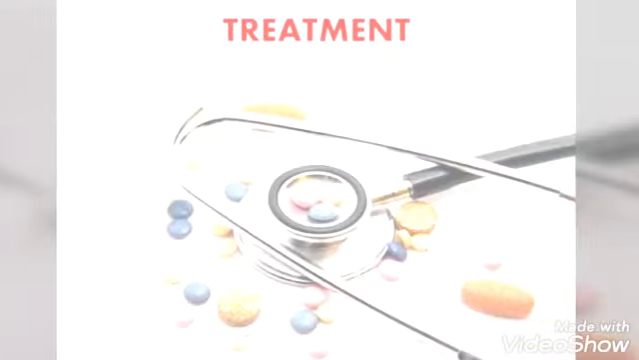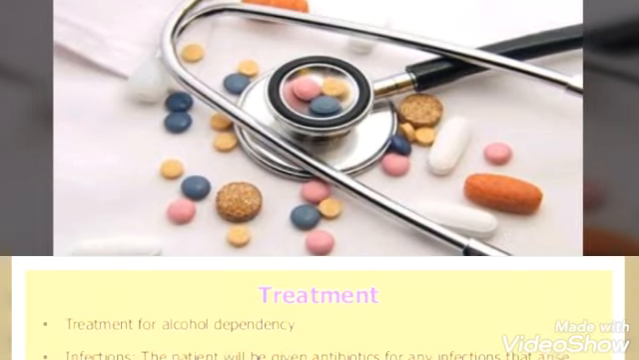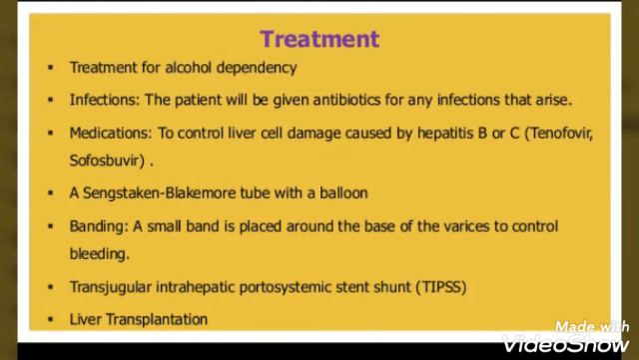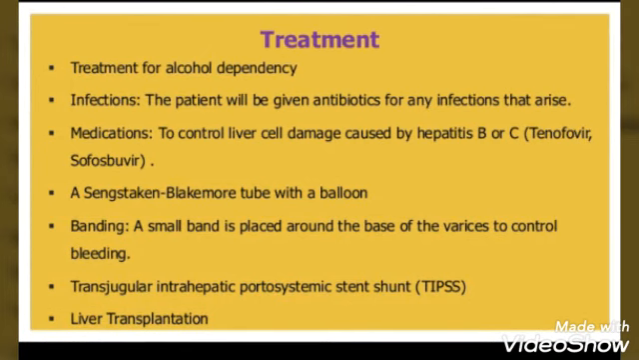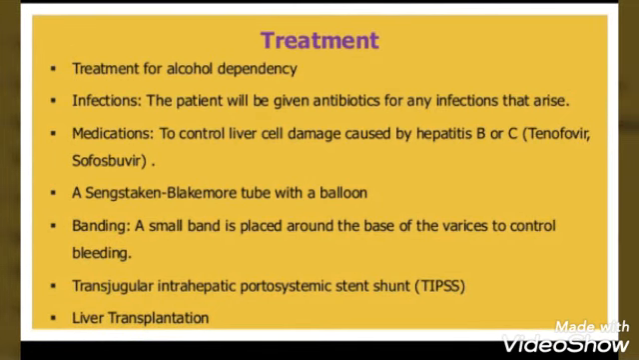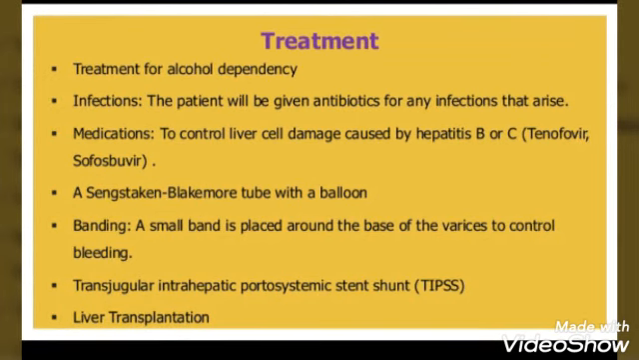Then we'll move to the management or treatment section. In treatment, you will give the patient treatment for alcohol dependency. You will try to withdraw the alcohol from the patient, that is alcohol withdrawal, which will help him overcome the disease slowly. Then for infections, the patient will be given antibiotics for any infection that arises, since it can also be caused by viral infections. So the patient is advised antibiotics and antibacterial drugs.